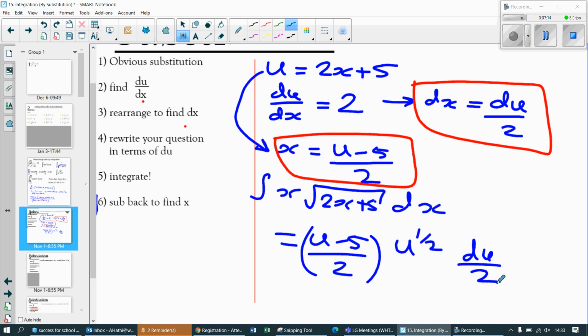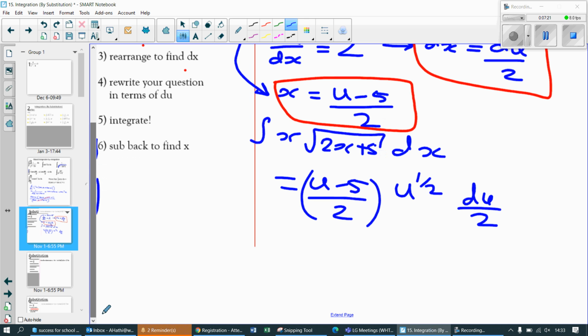Can you see why it's called integration by substitution? Basically what I'm doing is getting rid of all my x's, substituting with u's. And I can do this. It's a miracle. So I can now say, let's just multiply this out. That's u multiplied by u to the half. Is that u to the 3 over 2? Yeah. And then minus 5u to the half. And then you've got a 2 times 2 at the bottom, makes 4.